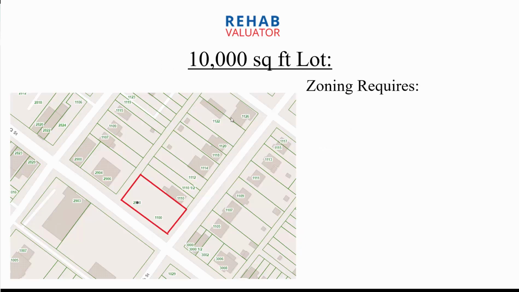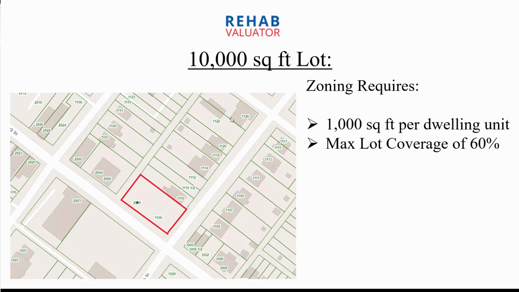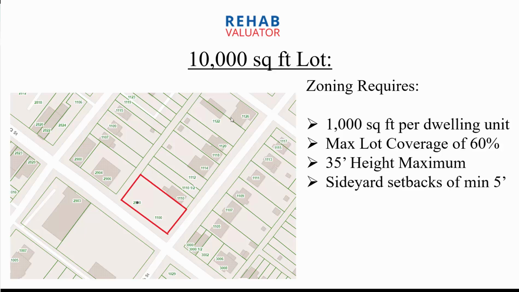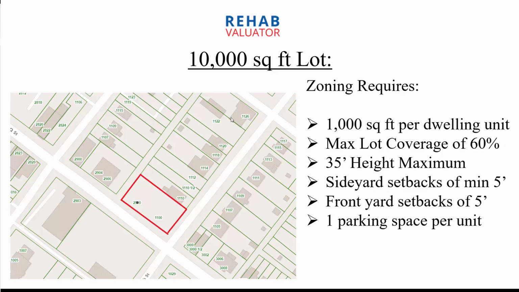So this 10,000 square foot lot zoning requires 1,000 square feet per dwelling unit, right? So you need to have 1,000 square feet of land for each apartment you're going to build. The maximum lot coverage is 60%, which means that the building itself cannot take up more than 60% of the land. The rest has to be devoted to green space, parking, bike storage, etc. You can go up to 35 feet in height maximum, and you need side yard setbacks of 5 feet each. Same in the front yard. And it requires 1 parking space per unit. So that's what the zoning requires.